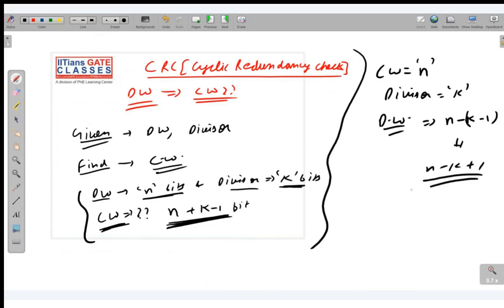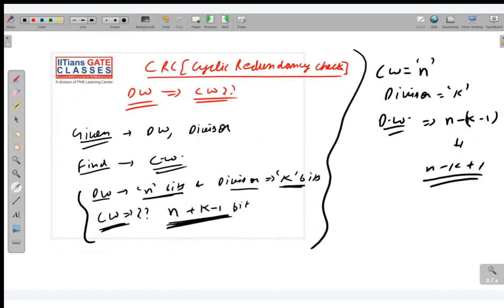Please let me know if anybody is having any doubt here. So what we have done here: code word length was n with k minus 1 added. If data word is of n and divisor is of k, you have added k minus 1 bits to get the code word. So to get the data word, you will simply do the reverse procedure. So you will subtract this thing. Are you getting it? So that's why I have subtracted k minus 1 from it. Here k minus 1 added, so here k minus 1 subtracted. So I have simply subtracted k minus 1, and what I have got is n minus k plus 1. Please let me know if anybody is having any doubt.